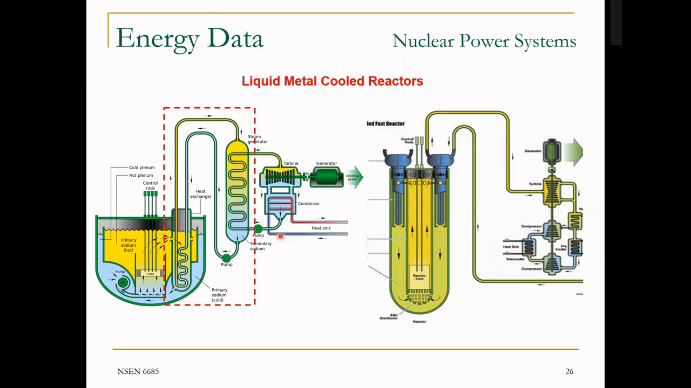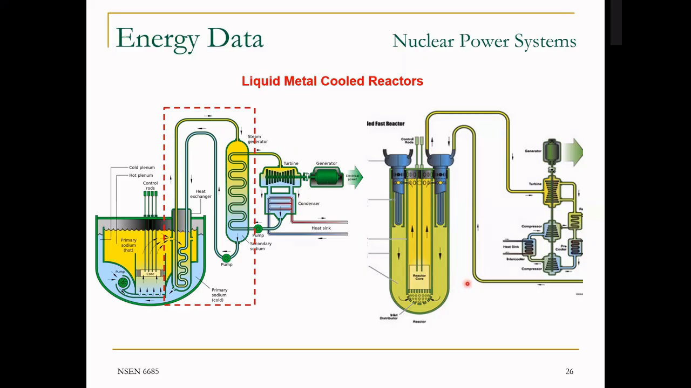So in this case, you can see that we have the primary loop, but we have an intermediate loop that's enclosed in that dashed line. This is called the intermediate loop. Then you have the secondary loop to convert energy into electricity. Again, the same components: a turbine, a condenser, a generator, and so on.